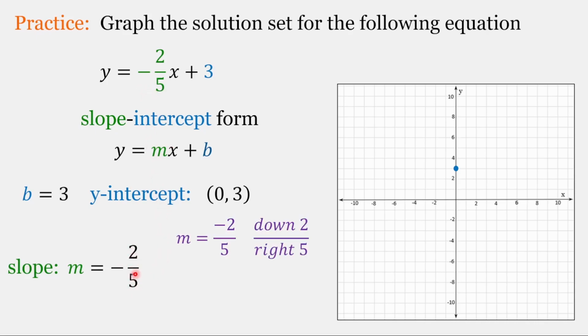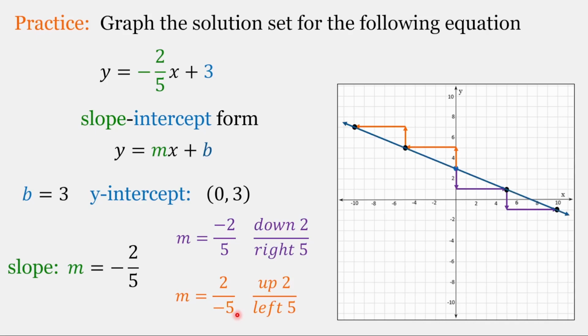We can rewrite the fraction negative 2/5 as negative 2 over 5, which means we're going to go down 2 and to the right 5. Or we can rewrite the fraction negative 2/5 as 2 over negative 5, meaning we're going to go up 2 and to the left 5. These three fractions mean the same thing. From these 5 points, we draw our line.